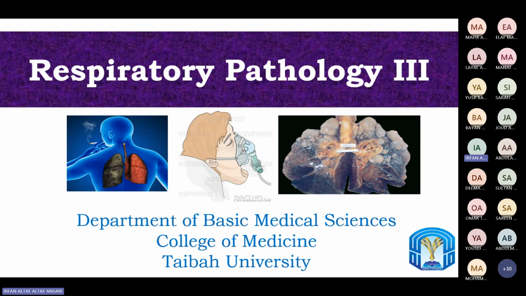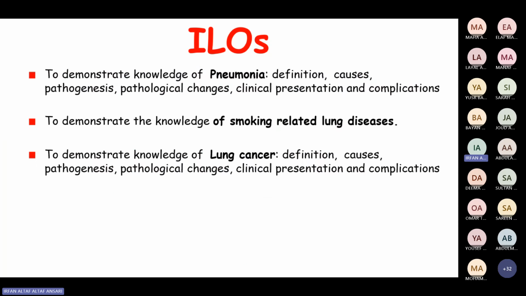Again, in this lecture also, we are going to discuss the commonest diseases. In all these three respiratory pathology lectures, we have just touched the commonest diseases. We have not gone into details about some rare diseases, but because of the time and your course specification, we have just discussed the common respiratory diseases. So in this lecture, we are going to talk about two things. One is pneumonia. So what is pneumonia? What are the causes of pneumonia? Its pathogenesis, pathological changes, clinical presentation, and complications of pneumonia.